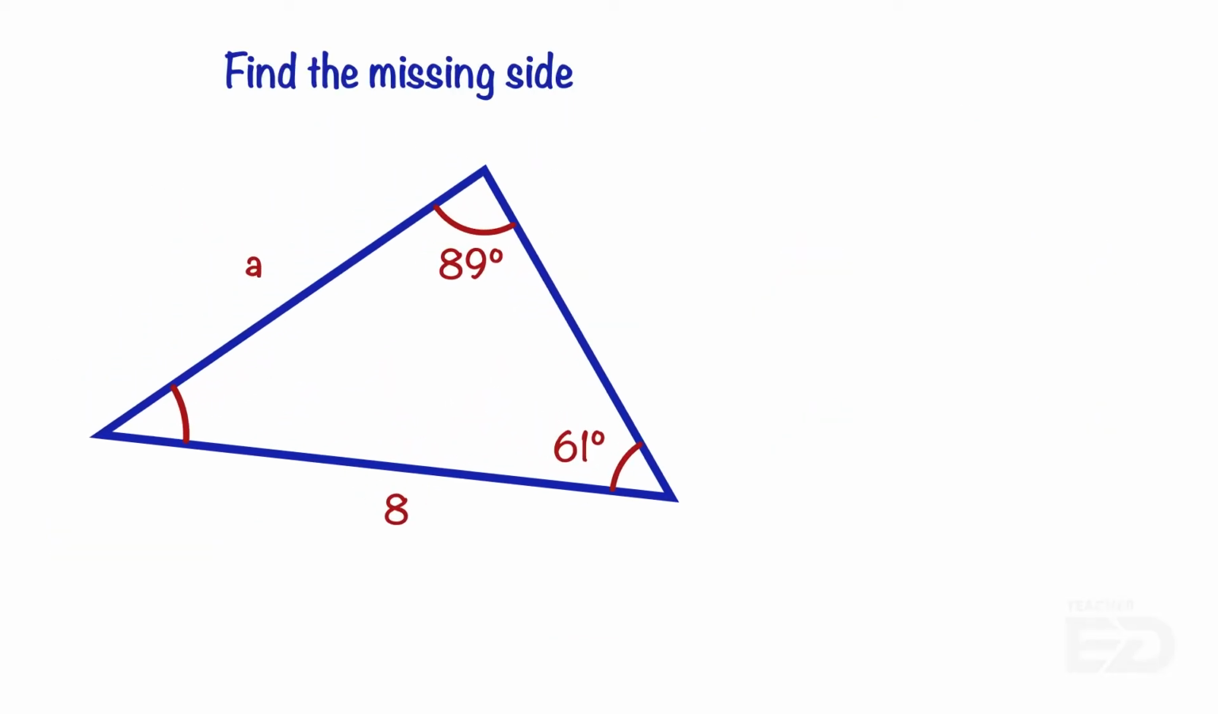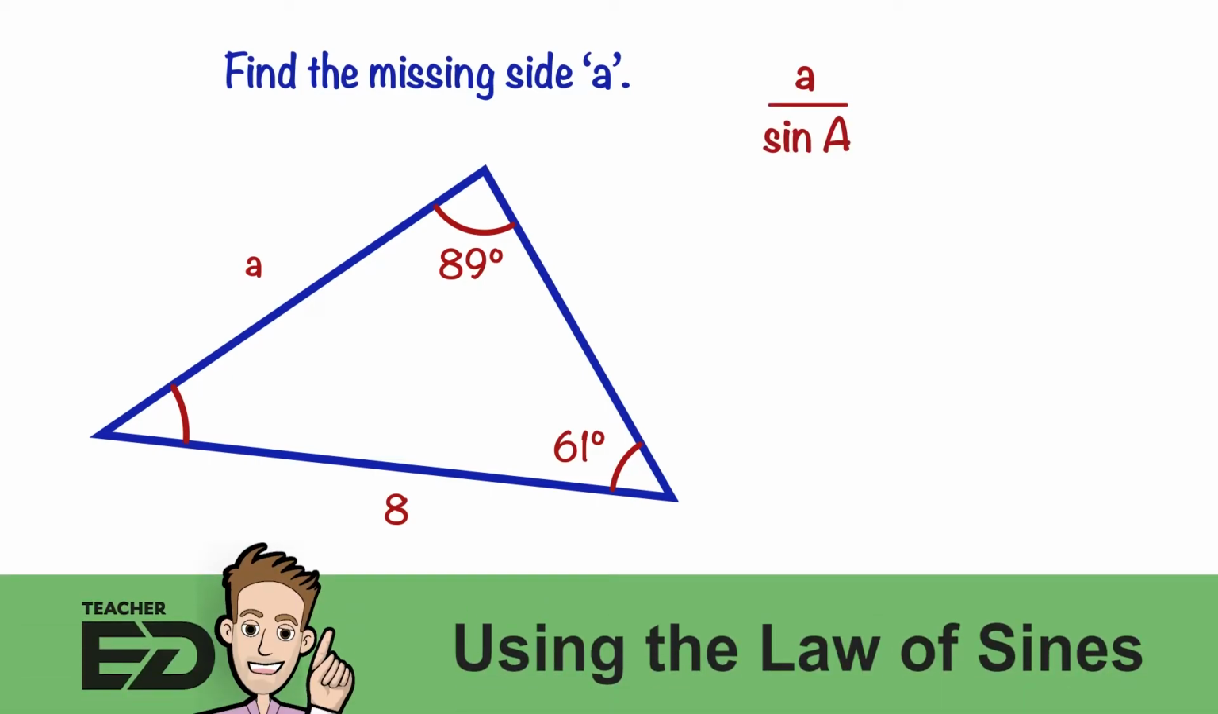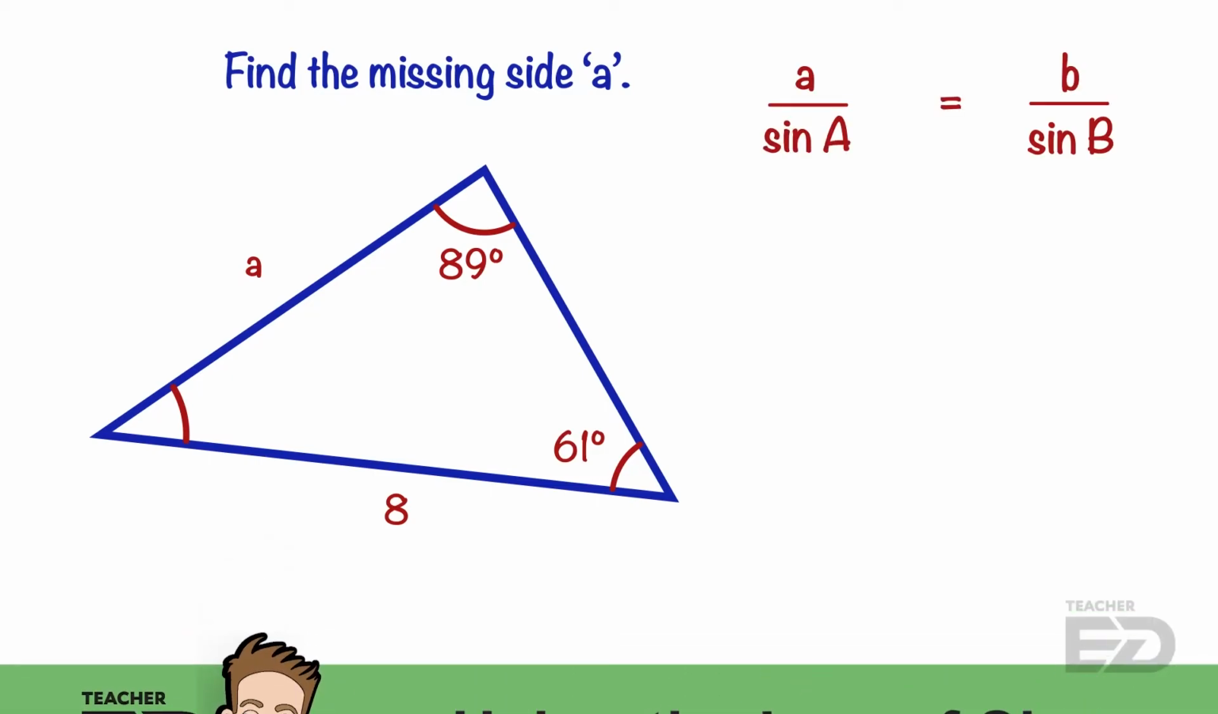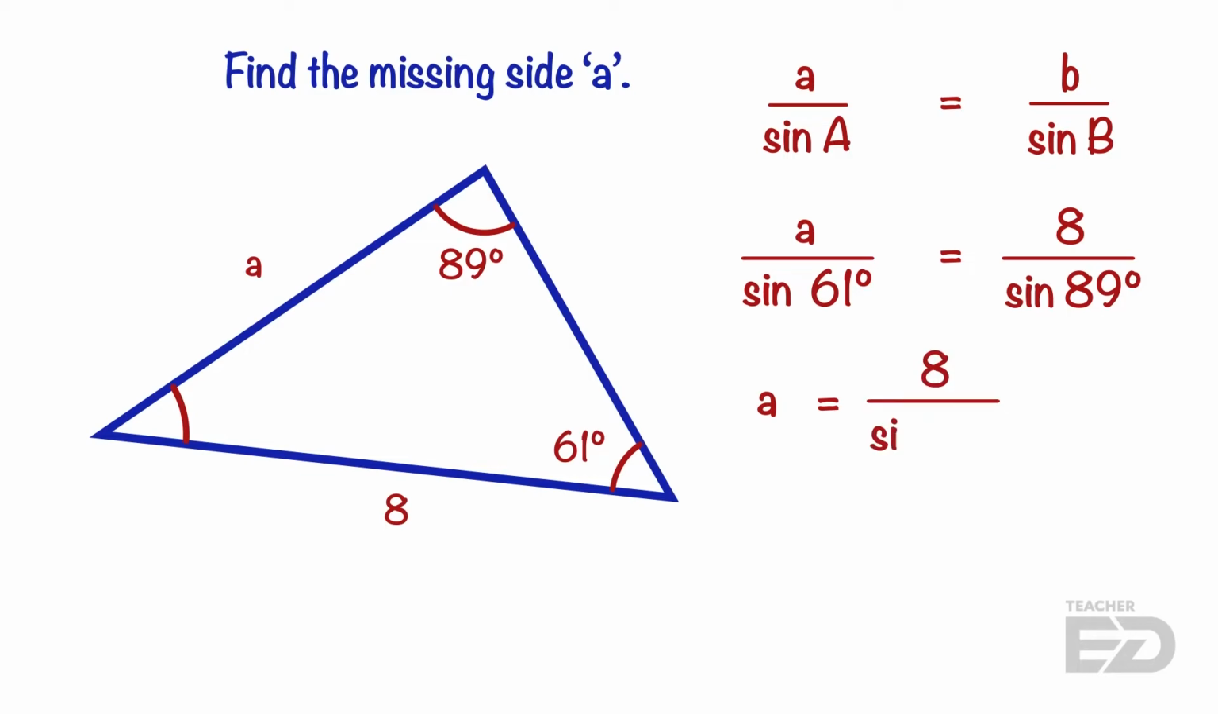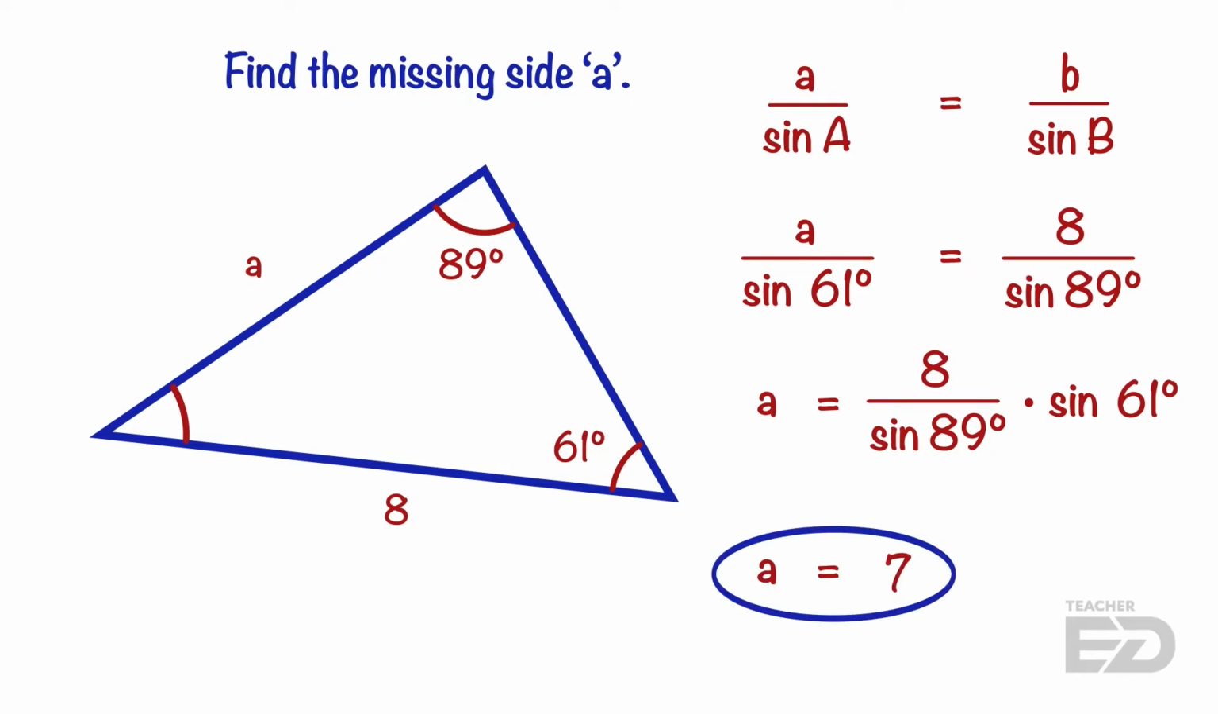When using the law of sines to find missing side A, we can set up a proportion. The proportion will be A over sine 61 degrees is equal to 8 over sine 89 degrees. To isolate the variable A, because it is in the numerator, we can simply multiply both sides by sine 61 degrees. When simplified, we get A equals 7.